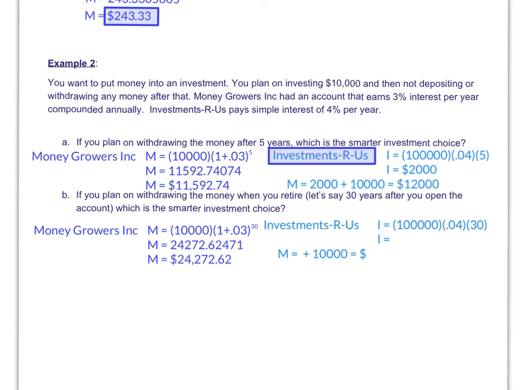The next one, Investments R Us. So I wrote the 10,000 times the 0.04 times the 30 for the 30 years. Put that in our calculator and we get 12,000. So I'm going to write the 12,000 here, but I'm going to add the 10,000 that I already invested, and we get 22,000. So which one would be better for 30 years? Money Growers Inc., because my total is higher than it is here. And this is, again, an investment, so I'm going to get this money out.